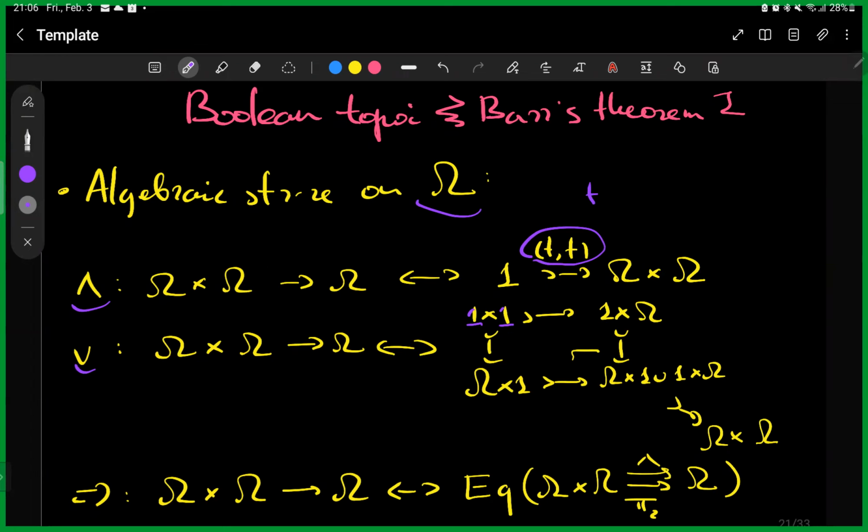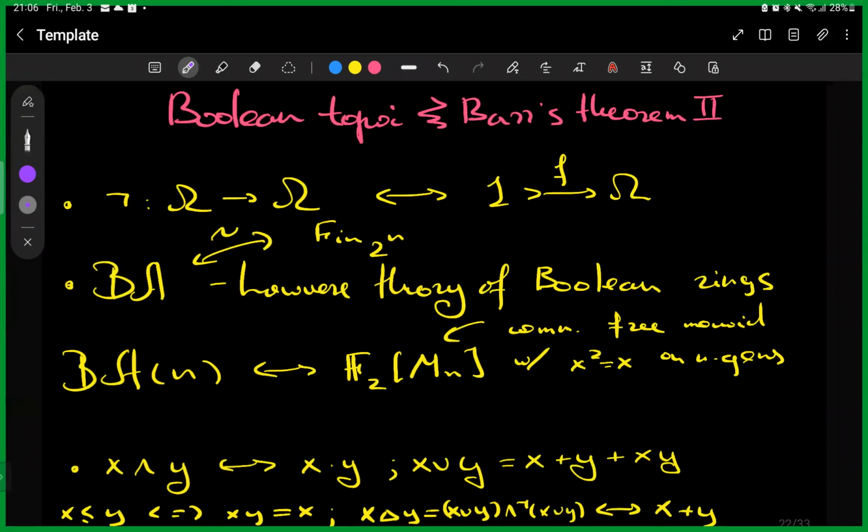And also we have an implication operation on omega, which is also binary, and it is defined as an equalizer of the conjunction and the projection on the second part. Okay, so we have these three operations, and also we have a unary operation of negation, which corresponds to the classifying map of the complement to the subobject classifying morphism.